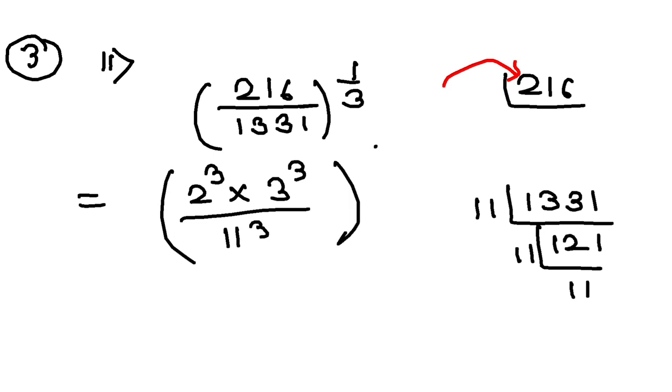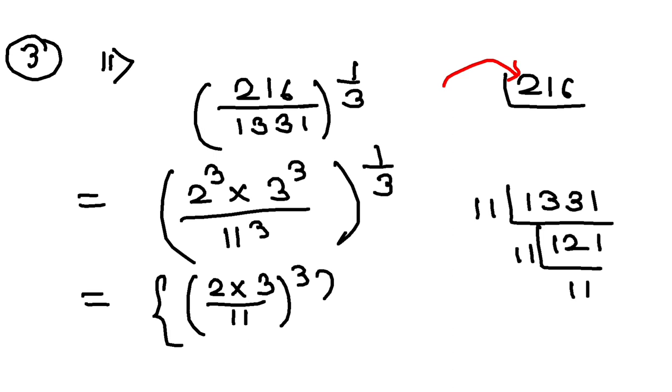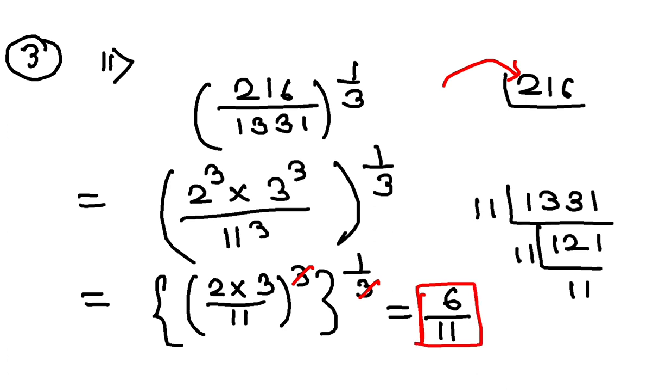You obviously have 1 by 3. So 3 can be taken out. So 2 into 3 by 11 whole to the power 3, and outside you have 1 by 3. So 3 and 3 can be cancelled. I am left with 2 into 3, 6, 6 by 11. That is my final answer. Obviously again you can try question number 1, that you can take as your homework. Alright, so question number 1, 2, 3 are done.